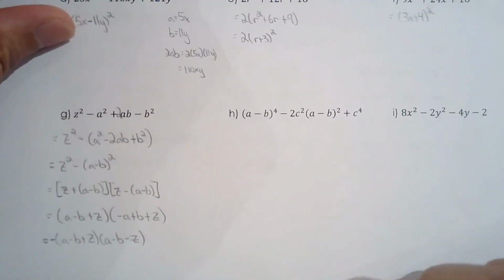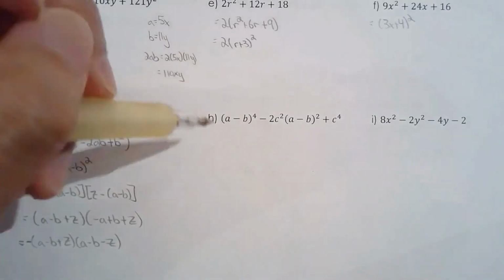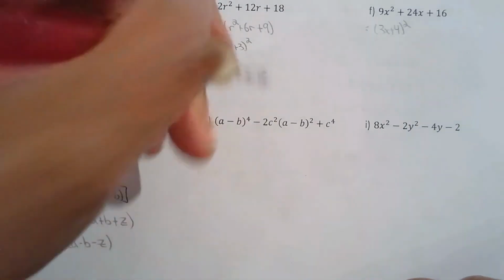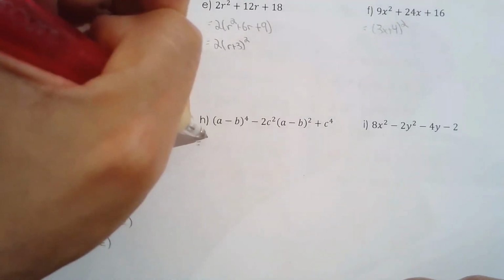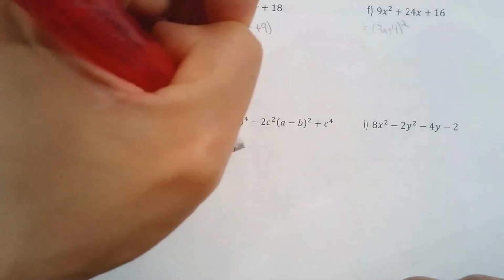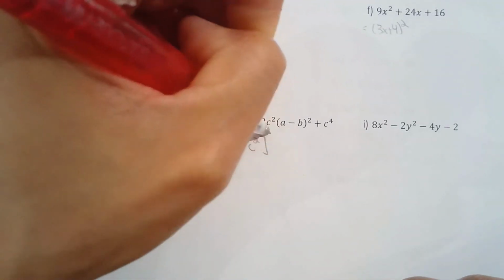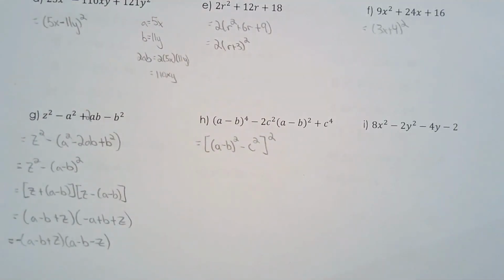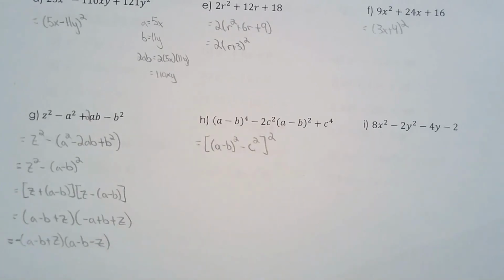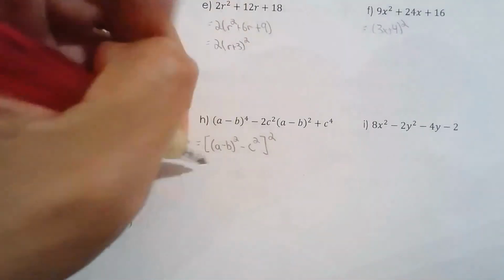Okay, how about this one? Believe it or not, this is actually a perfect square trinomial. I'm going to write the perfect square trinomial and hopefully that'll help you see it. It's (a squared minus b squared minus c squared) all squared. If you expand this, you will get back to the original expression.